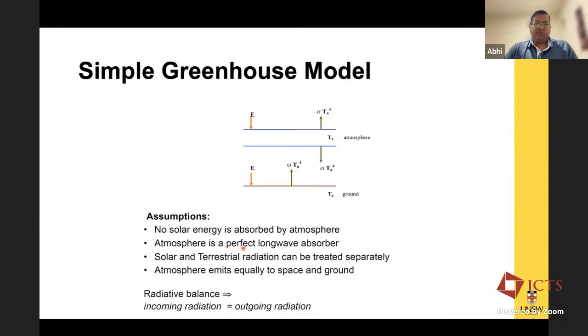We assume that the atmosphere is a perfect long wave absorber. So you have the short wave, and then this is the long wave in green. They can be treated separately. So short wave and long wave can be treated separately. And we can say that the atmosphere also emits equally to space and ground. So here you have equal emission towards the ground and towards space. So again, we can use the concept of radiative balance for incoming radiation and outgoing radiation.